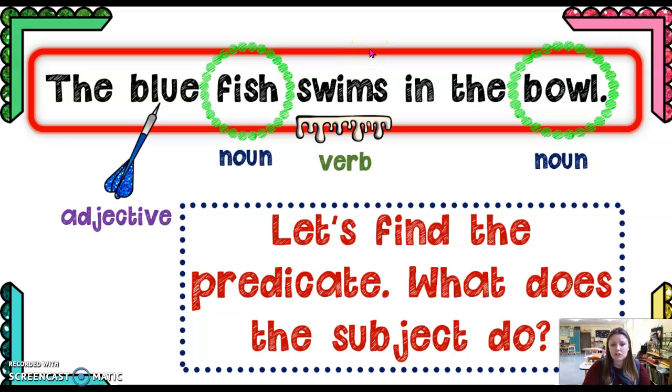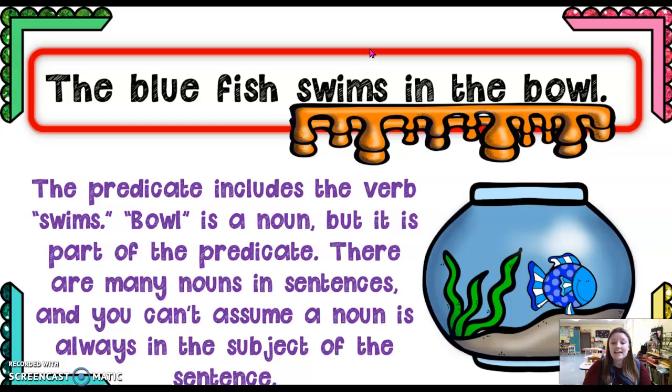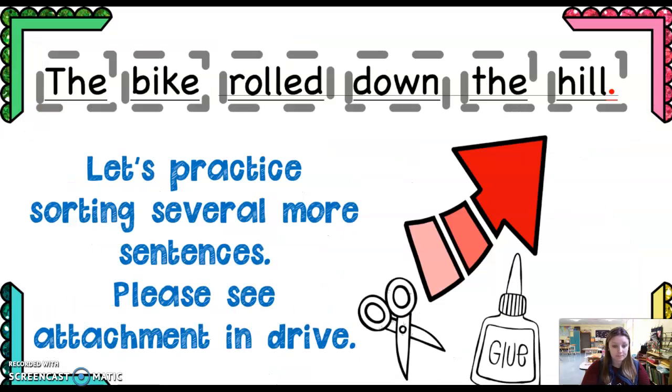What is the blue fish doing? The blue fish swims in the bowl. So the predicate includes the verb swims. Bowl is a noun, but it is part of the predicate. There oftentimes are many nouns in sentences, and you can't always assume that the noun is part of the subject, okay? So when you're looking for the subject, don't just look for the nouns. Ask yourself what the sentence is about.